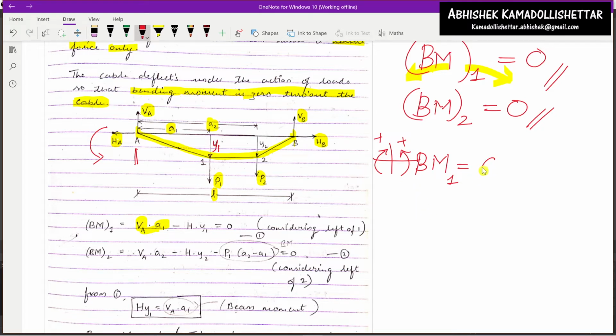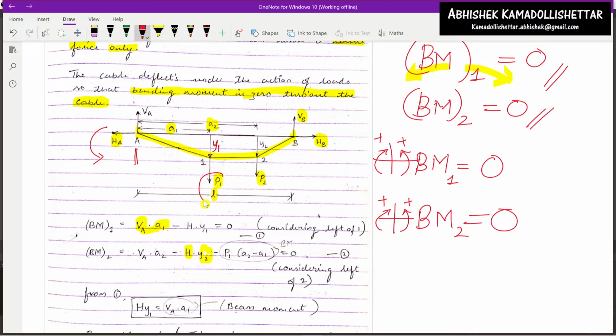Now we are going into the bending moment 2 calculation. Again the same convention, left side clockwise positive. The bending moment at location 2 is also equal to 0. Again we are considering from the main support. So VA into A2, since the distance is taken from the left support, VA into A2 clockwise, minus H into Y2 anti-clockwise. There will be one more force additional to this, that is P1.